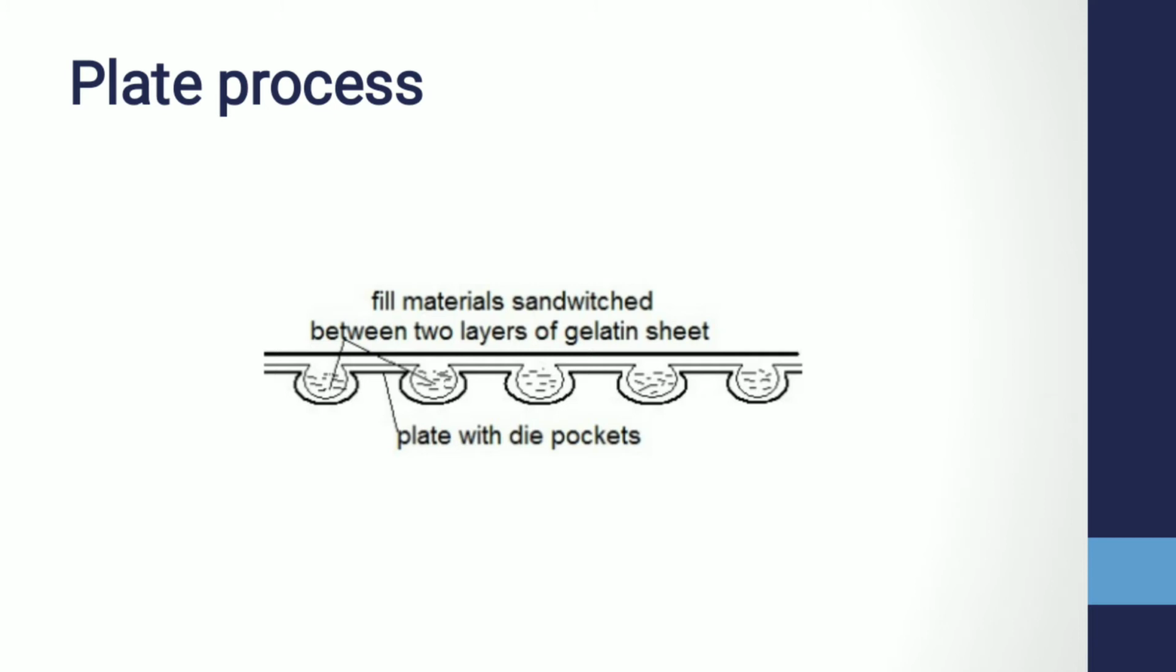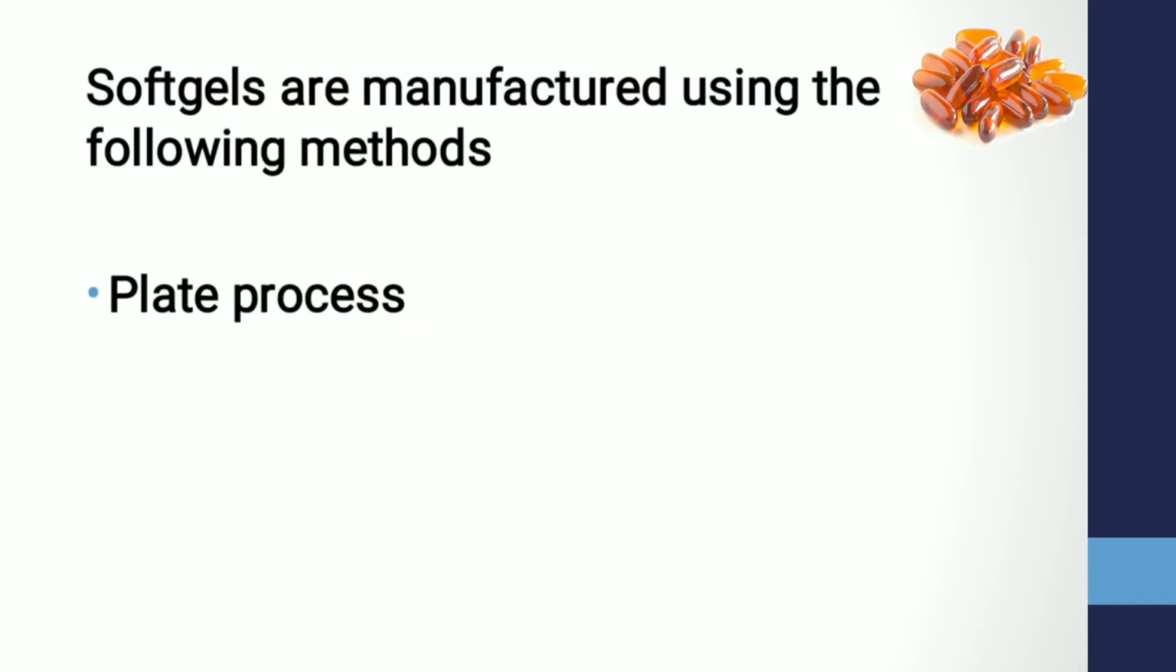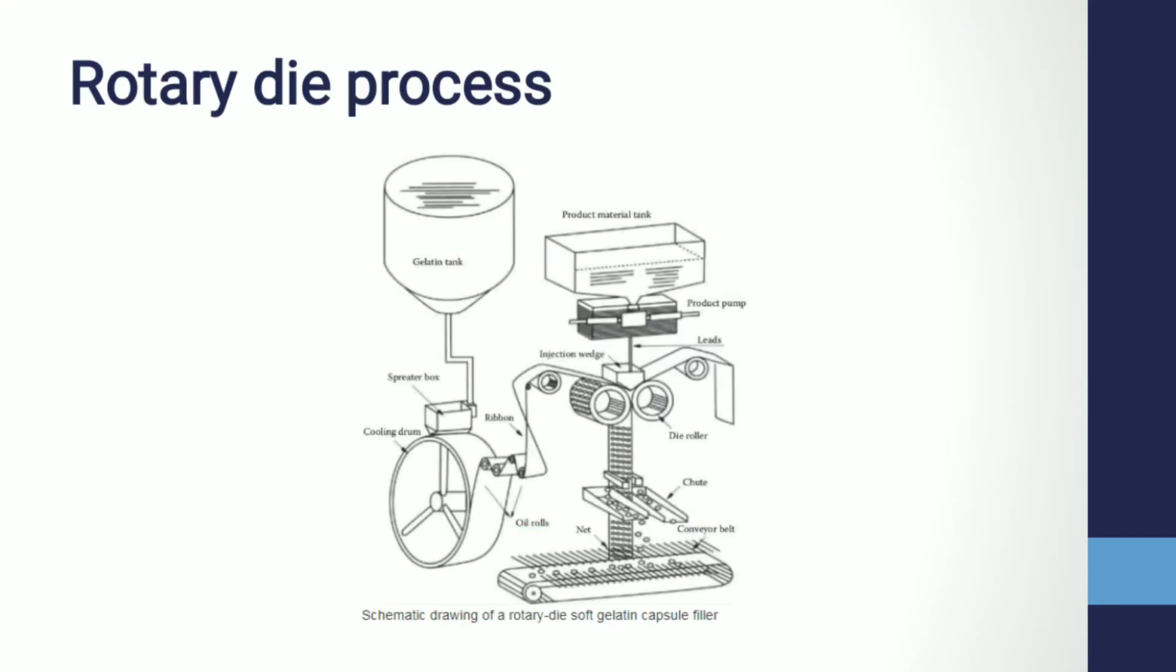high manufacturing losses. The next method employed for preparing soft gelatin capsules is the rotary die process. It is one of the widely used processes nowadays. Most soft gelatin capsules are prepared by the rotary die process. This process almost eliminates all the problems associated with the plate process and produces soft gelatin capsules with improved uniformity and a high standard of accuracy. It is a continuous operation that forms and fills the capsules.